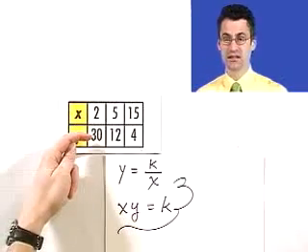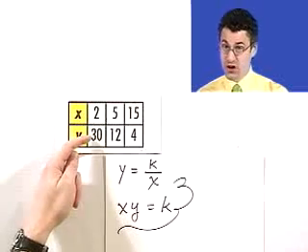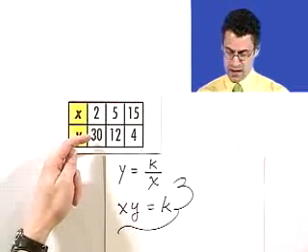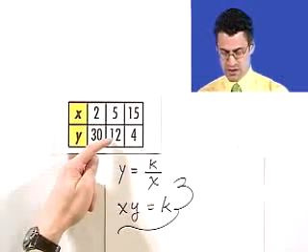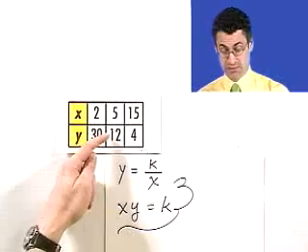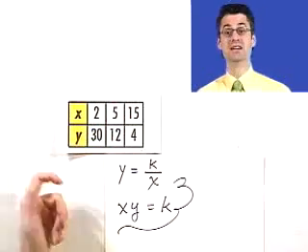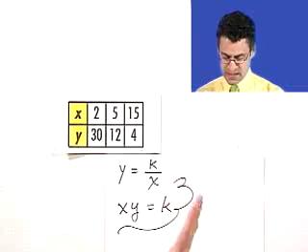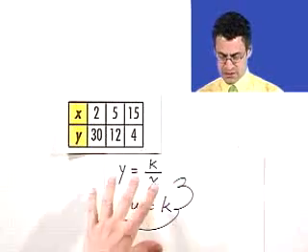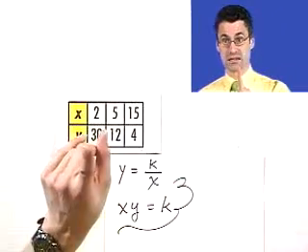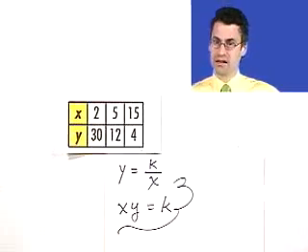2 times 30 is 60. Okay? 5 times 12, 60. 15 times 4, 60. Yes, I'm seeing constant products. That means inverse variation. In fact, I'm going to predict the k is going to be 60.